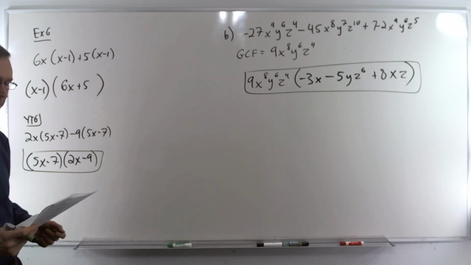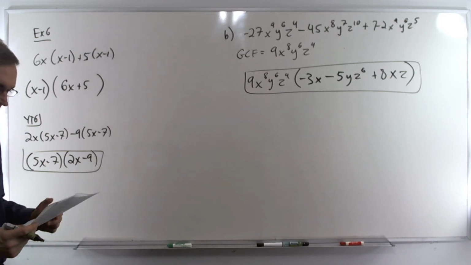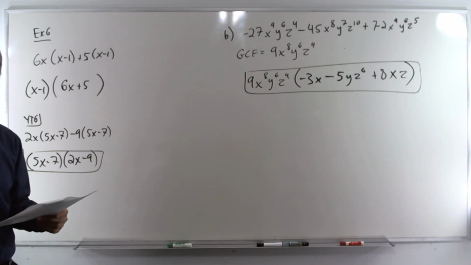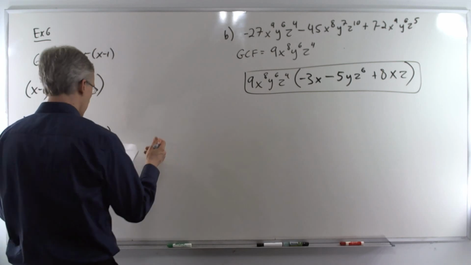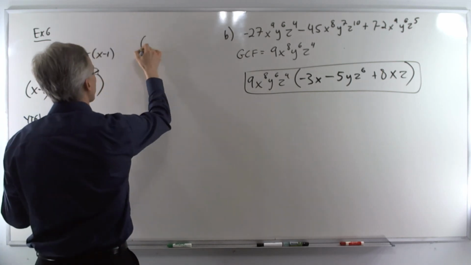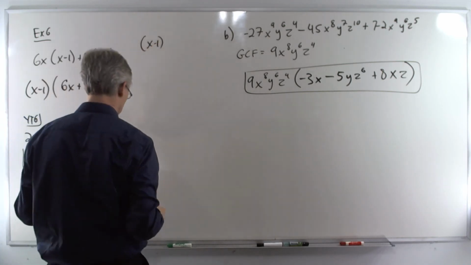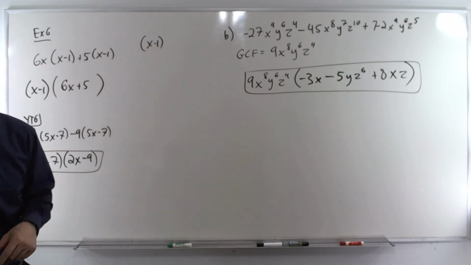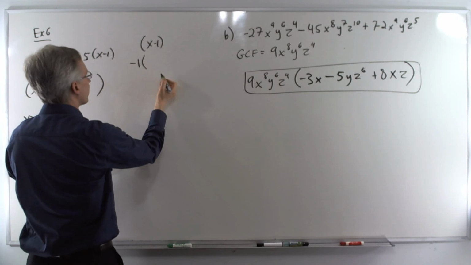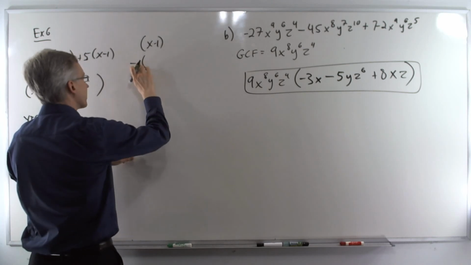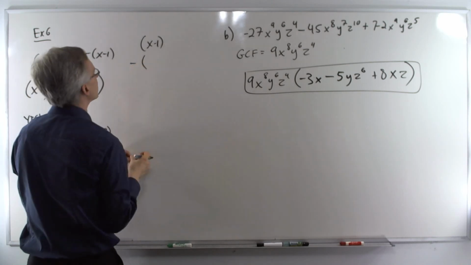Next technique is called flipping binomials. And this is a surprisingly useful technique. It comes up fairly often. So let's say we've got a binomial x minus 1. And I'm going to go ahead and factor out a negative 1. Put that out front. You can just write it as a negative sign as well. Just put the negative out front.